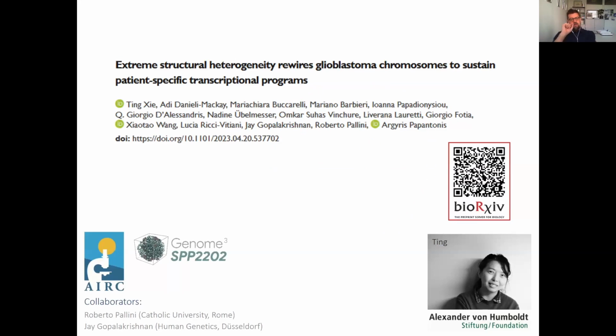Now, as an introduction, the work I'm going to discuss today has been pre-printed. So if you scan this code or if you use this DOI, you can find it on the archive. And it's being almost single-handedly led on the analysis side by Ting Zi, who's a Humboldt postdoctoral fellow in my lab, and it wouldn't have been able to happen if Roberto Pallini, who's our neuropathologist from Rome in Italy, had not been generously providing samples and funding for this.